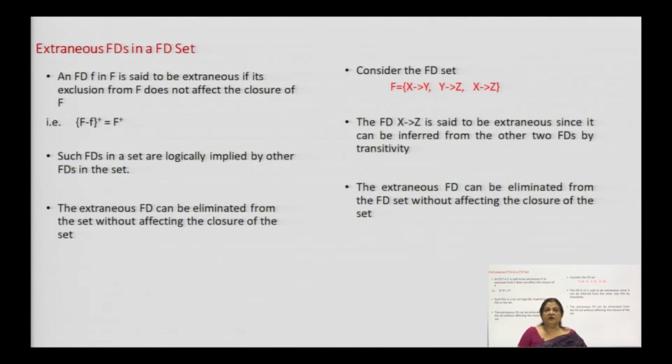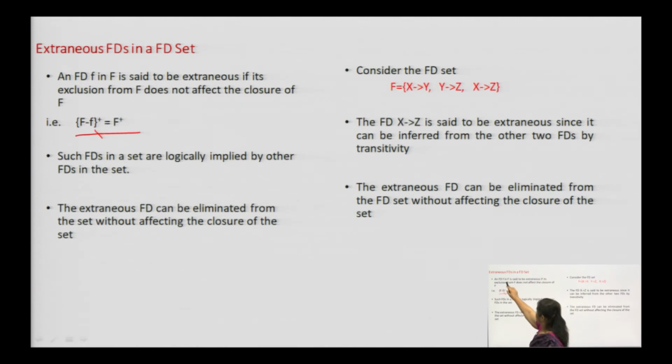Now, we can also have extraneous functional dependencies in a functional dependency set. That means, given a functional dependency set, there may be some functional dependencies which are redundant or extraneous, which means they can be derived from other functional dependencies. And how to see that? We will find the closure of F minus f, where we are looking at small f to see if it is a redundant functional dependency.